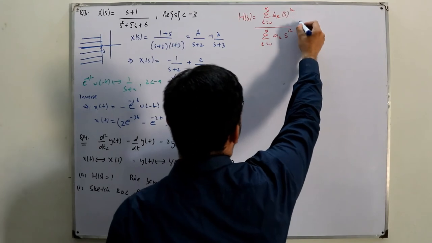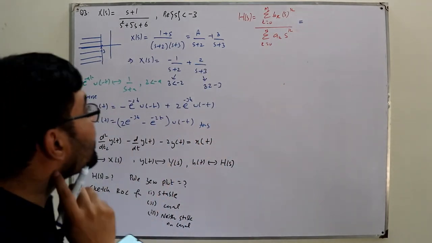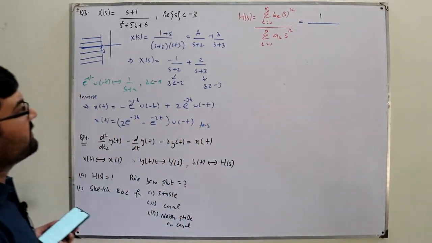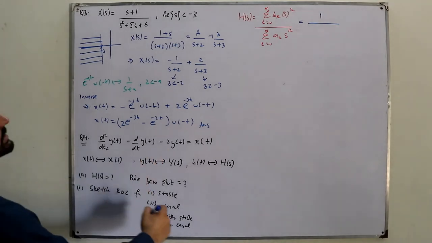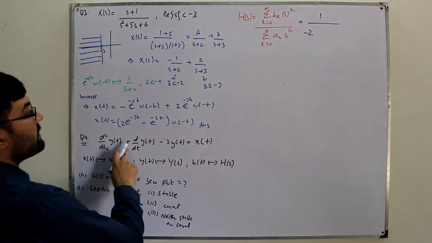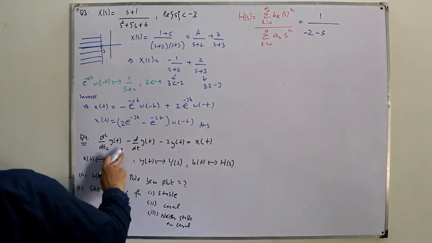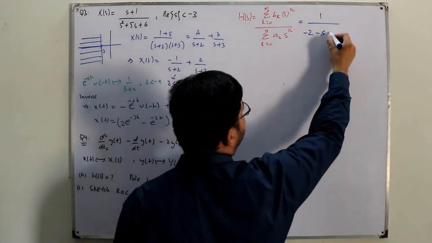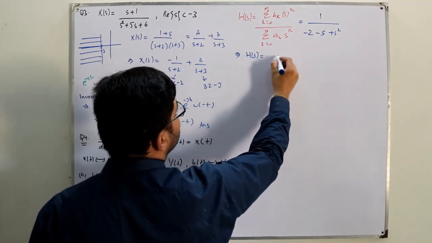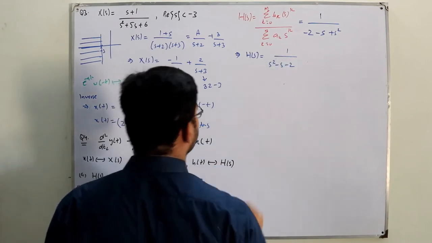So I would write it directly from here. x of t only has no derivative term and the coefficient is 1. So we would have a 1 over here divided by, have a look, no derivative term, so you have a minus 2 with s to the power 0 is 1, and then you have a minus 1 with s to the power 1, so you have a minus of s, and then you have plus s squared. So I could write it like this, that H of s is equal to 1 upon s squared minus s minus 2.